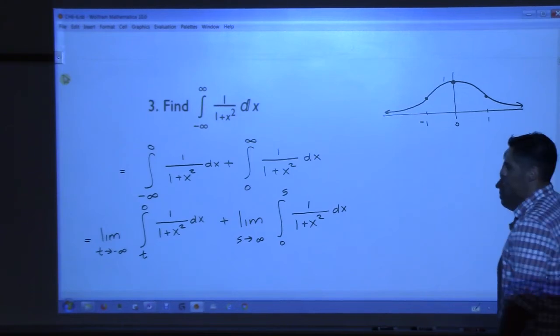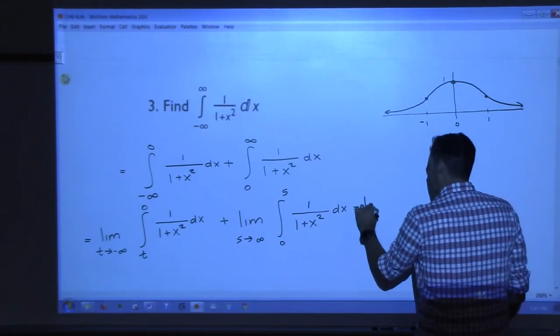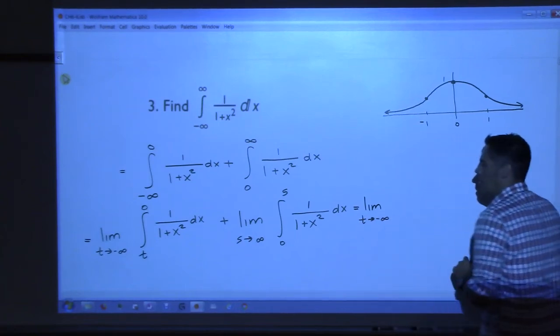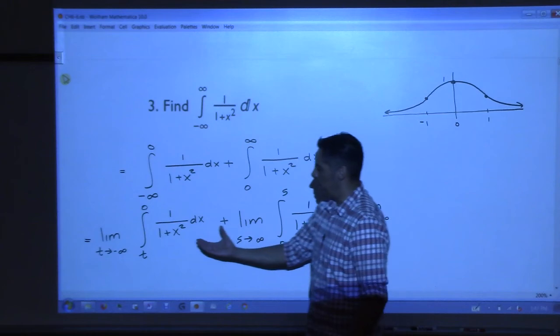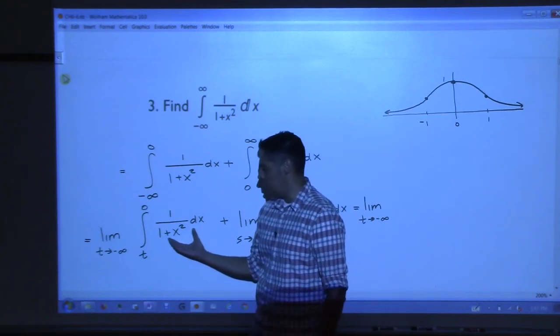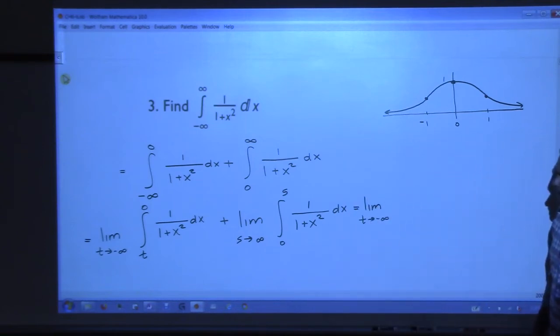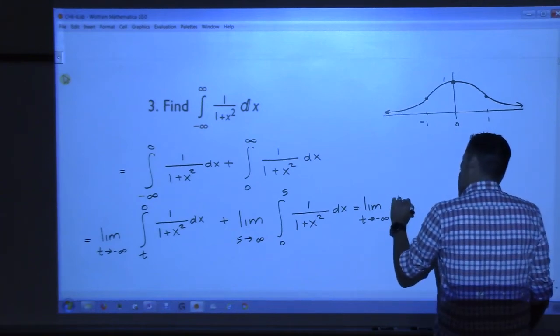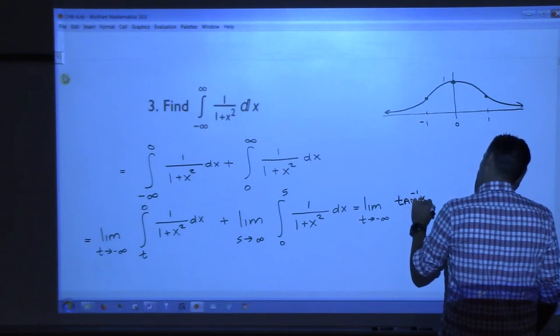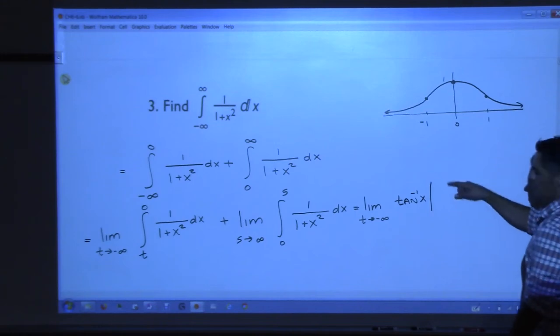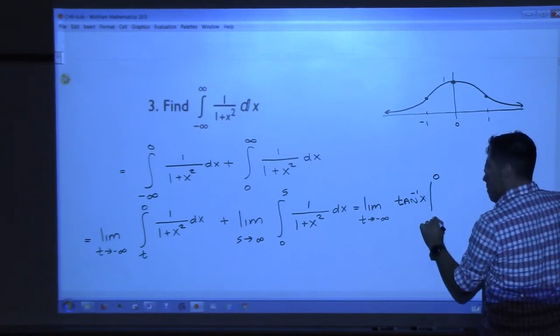All right, next step. I have to write limit again. Limit t goes to negative infinity. And now I think I can try and take the antiderivative of this. You can, right? What's the antiderivative of 1/(1 + x squared)? Arctan of x. That should be one of those ones you remember, right? So this is arctangent of x. Now my evaluation bar, what goes there? 0 on top, t on the bottom, right?